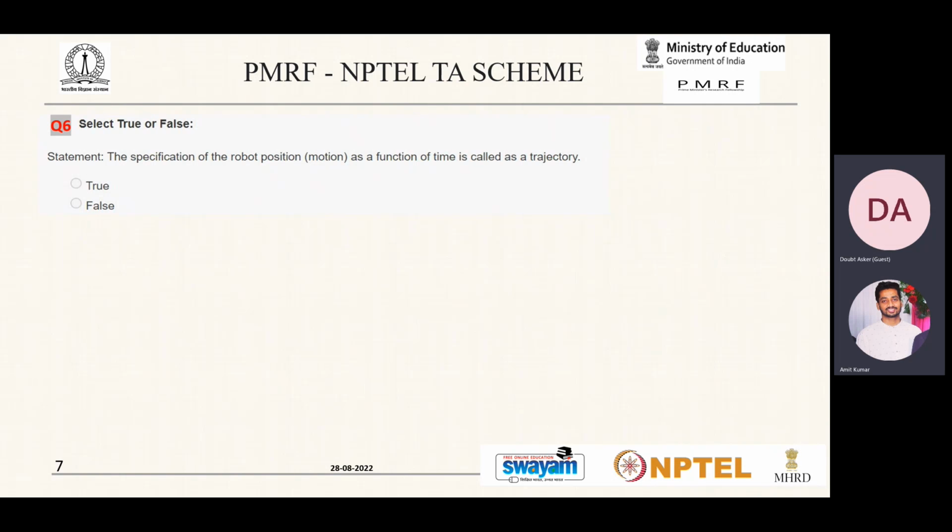Now moving to the next question. The specification of a robot as a function of time is called a trajectory. So this is the statement which is given. It is saying that a robot position, or rather x, is a function of time, right? And this is known as trajectory. In fact, this is correct because trajectory means that if you are moving from one position to another, how you are moving. So that means at each time you have x as a function of time.